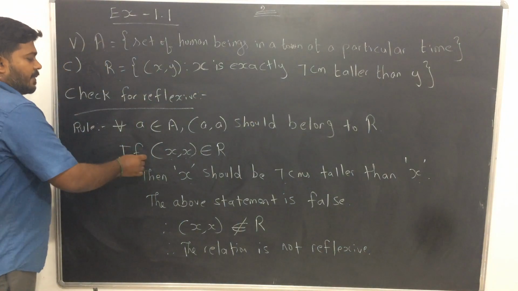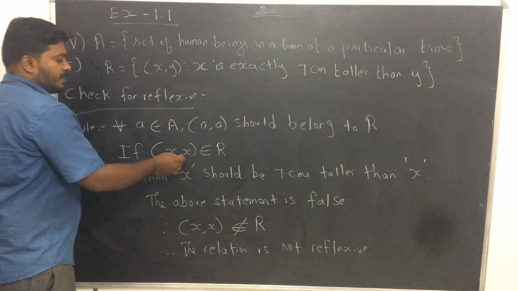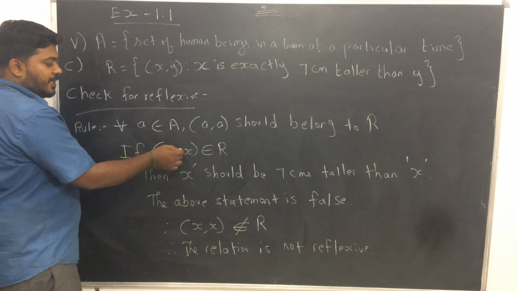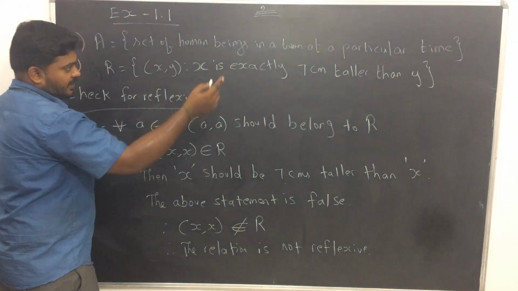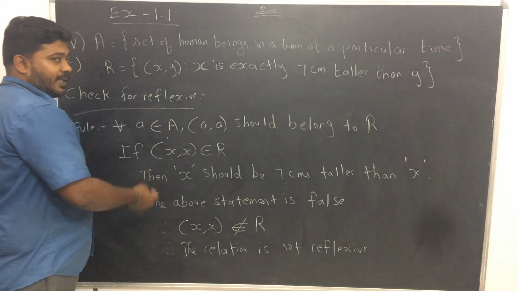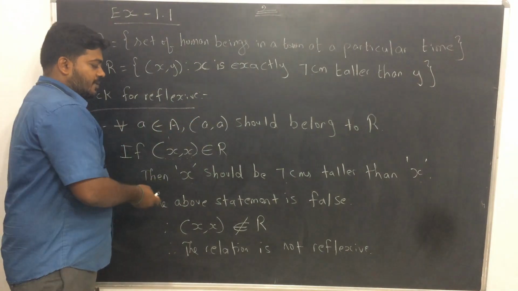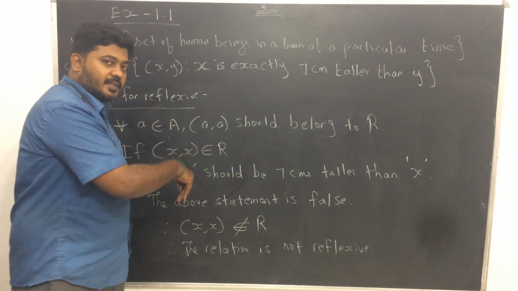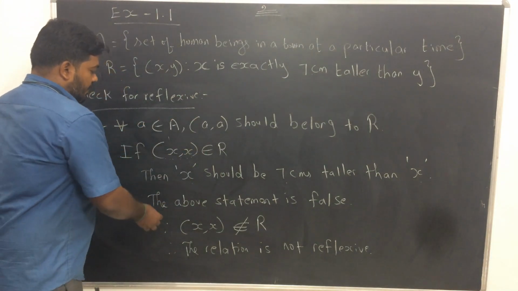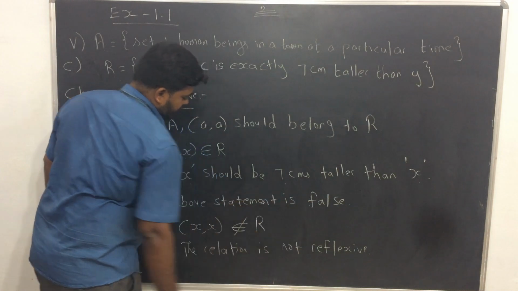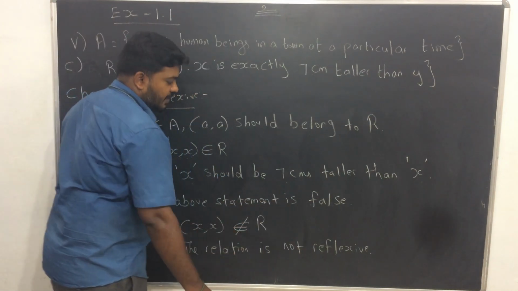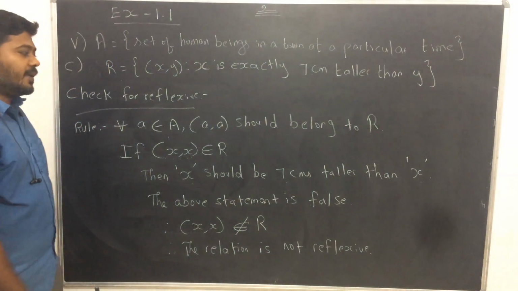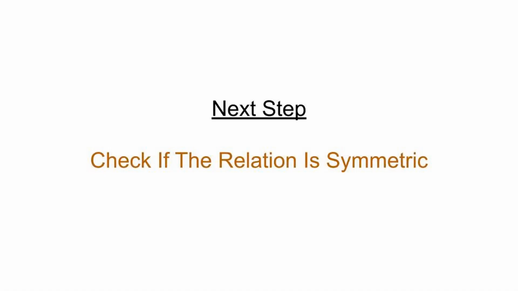So, we assume the x comma x to be in the relation. If x comma x belongs to the relation, then it will mean that x is 7 centimeters taller than x. Okay. But that is not possible because some person cannot be 7 centimeters taller than the same person himself. Right? So, the above statement is false. Therefore, x comma x does not belong to the relation, therefore the relation is not reflexive. Okay.